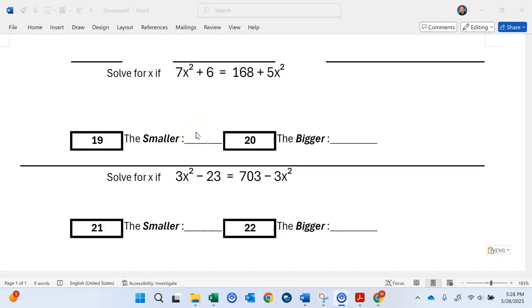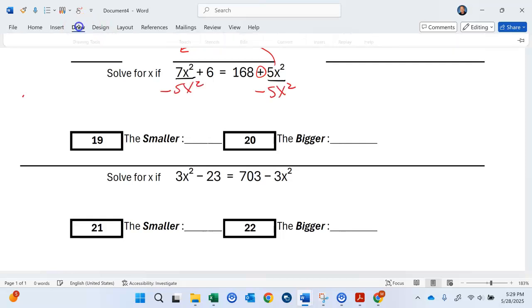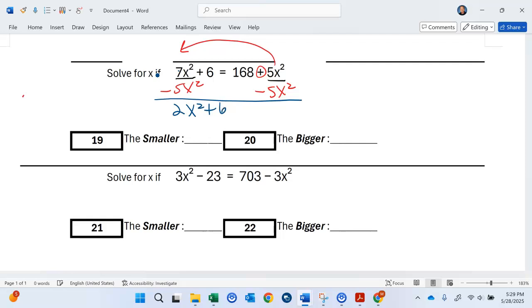Okay, so our last two are just like the others, but now we have an x squared term on both sides. So just like we did before, we need to go ahead and combine them. So I'm going to take the 5x squared and move it to that side. It's plus, so I'm going to go minus 5x squared, minus 5x squared. And what do I get? I get, so this 7 minus 5 is 2x squared plus 6 equals 168.